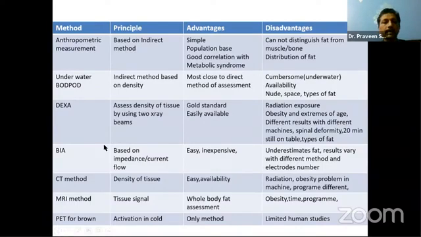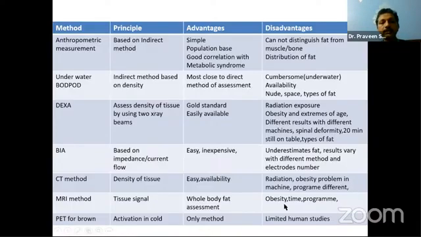That is a problem. Bioelectrical impedance is based on the impedance method. It is inexpensive and can be used in our clinics for the assessment of fat as well as visceral and subcutaneous fat. But it underestimates fat as compared to the CT and the MRI, and different electrodes and different machines can give different values. CT and the MRI are based on tissue density. They are easily available in most centers. Radiation is a problem. If the patient is very obese, then sometimes it's a problem. Different machines and different programs can have slightly different values, which is a disadvantage.